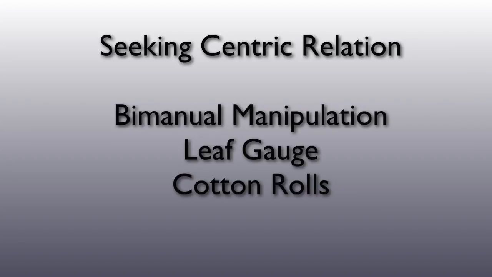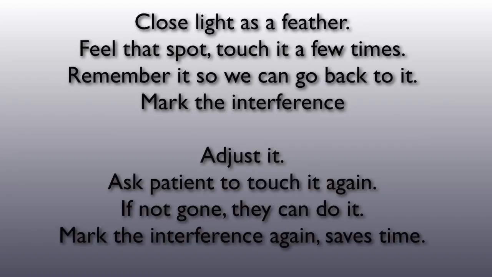Regardless of what method one uses to attempt to coax the mandible into centric relation, the process of marking the interference tends to reestablish an MI pattern, which is not centric relation. A helpful trick is as follows. Once you assume you have coaxed the mandible into centric relation, ask the patient to close in back, light as a feather. They should feel the first interference. Ask them to touch that spot a few times to memorize what it feels like, to remember it so they can go back to it.